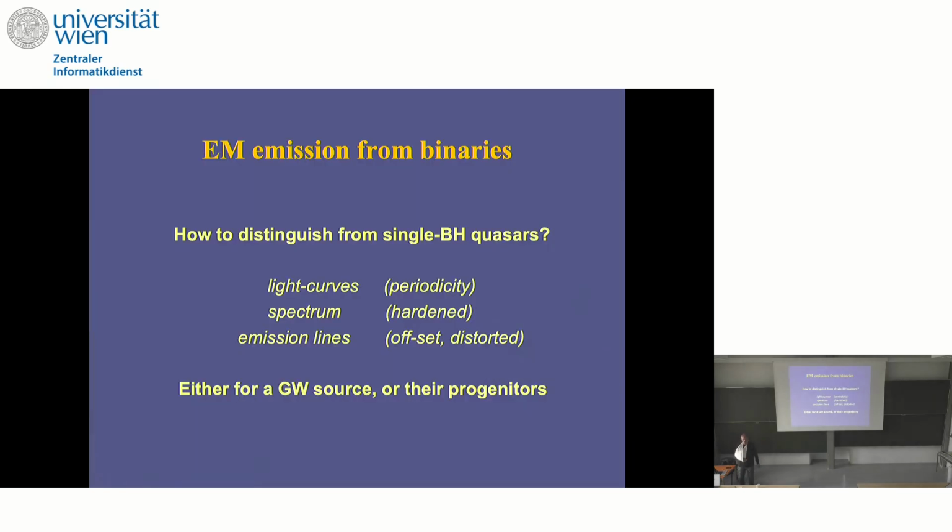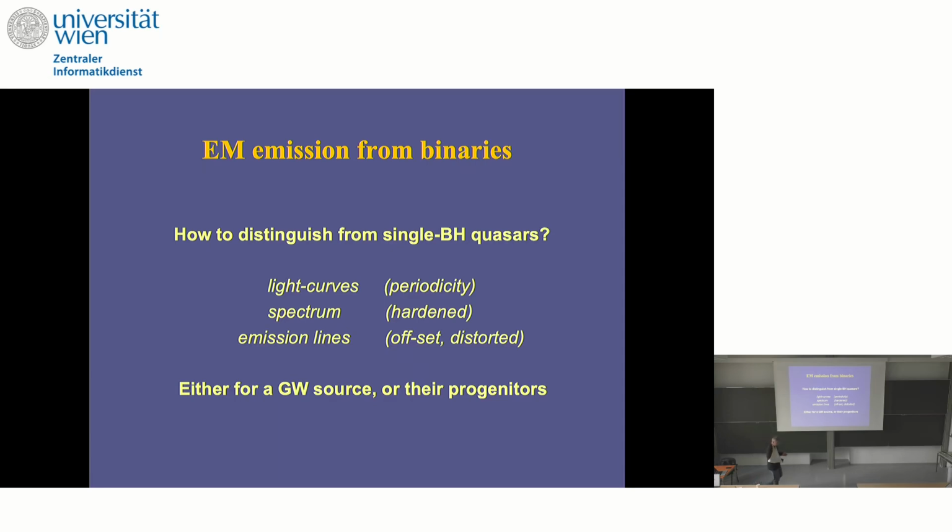Okay, so that was the orbital evolution. Now let's switch to the other question. What about the electromagnetic emission? What do you expect to happen from binary black holes surrounded by circumbinary disks? And in particular, how would they differ from a quasar?